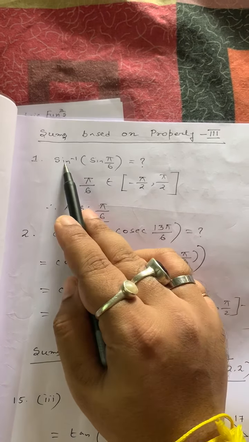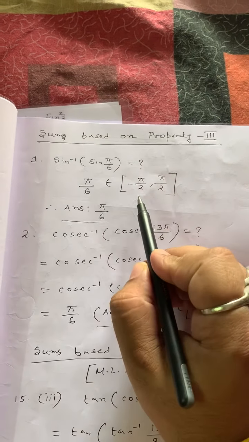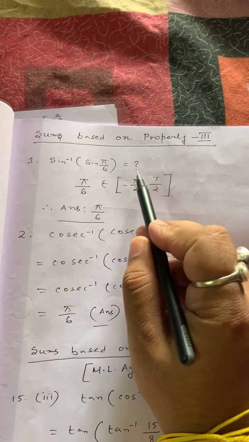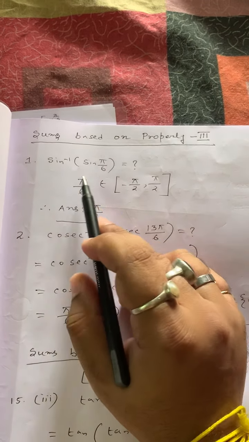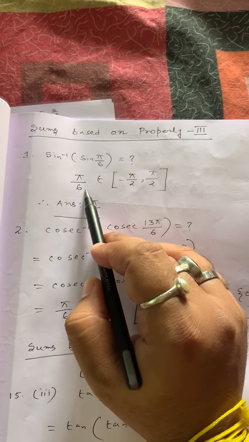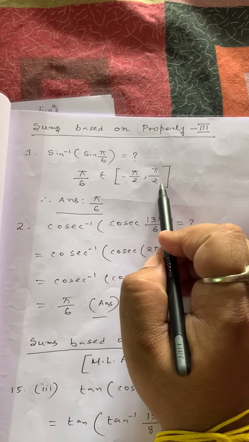So see here, this angle pi by 6 is falling under the range from minus pi by 2 to pi by 2, which we know we always have to check in the PVV table. So the value of sine inverse of sine pi by 6 will be equal to pi by 6 only, because this value is falling under this range.